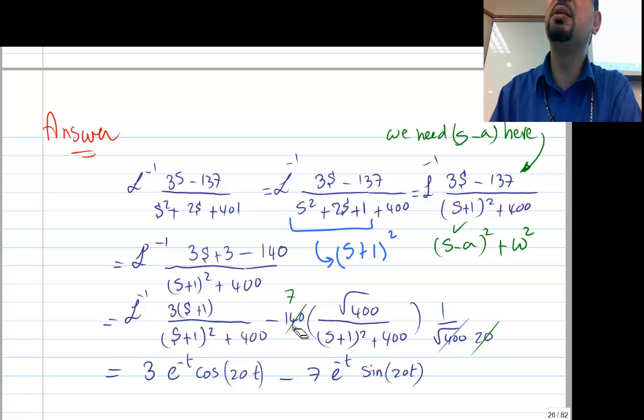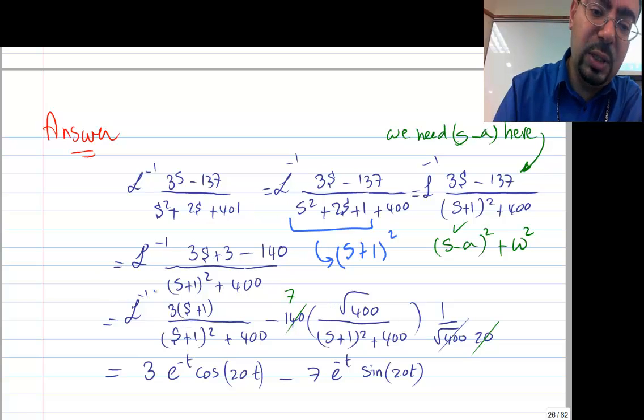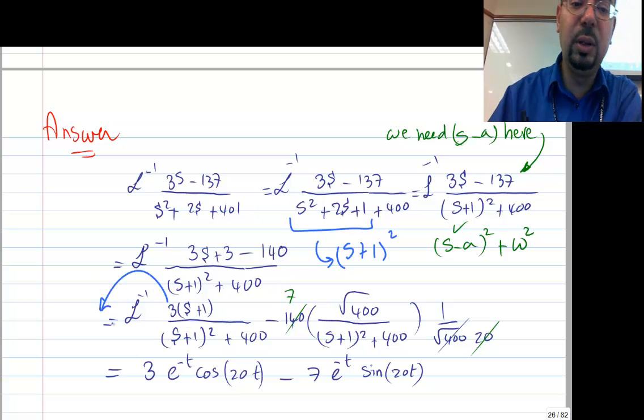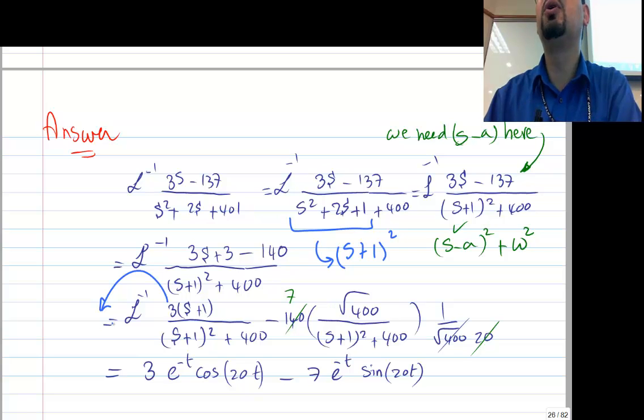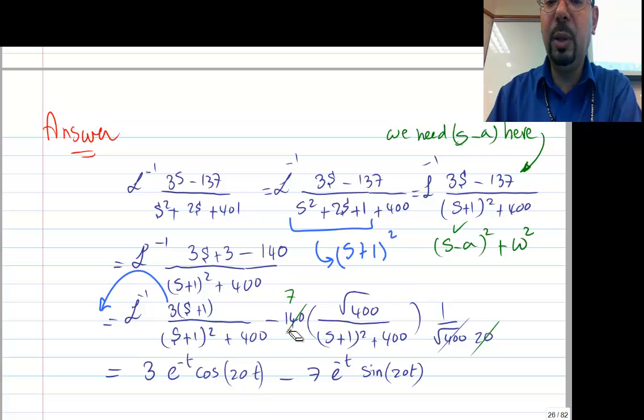So now look at this. s plus 1 over s plus 1 squared plus omega squared. So it's cosine. And then what happened to the s plus 1? That's e to the minus t. That's the shift. Alright? And the 3, that's a constant. The 3 actually goes outside immediately. We don't care about it. A constant will always come out. Right? And what happened to this 140?